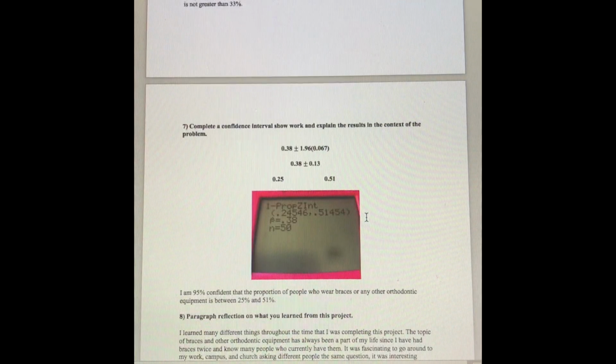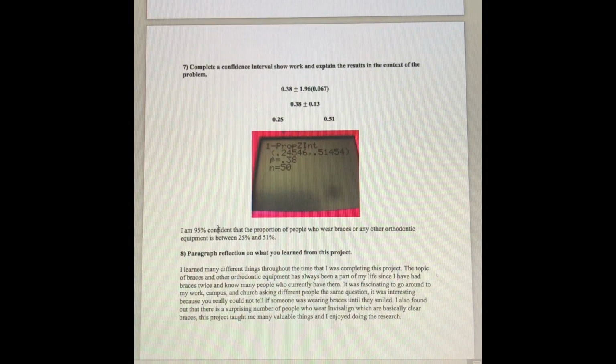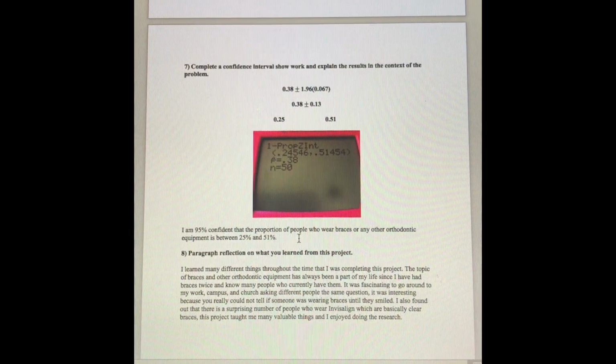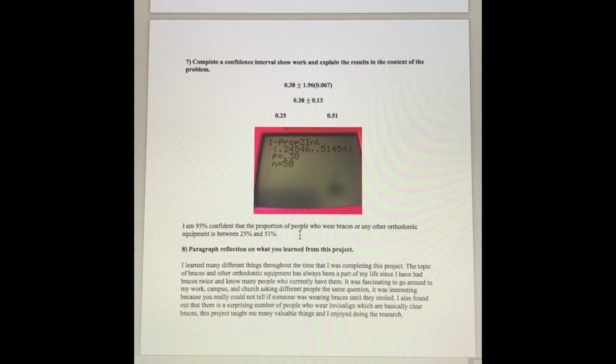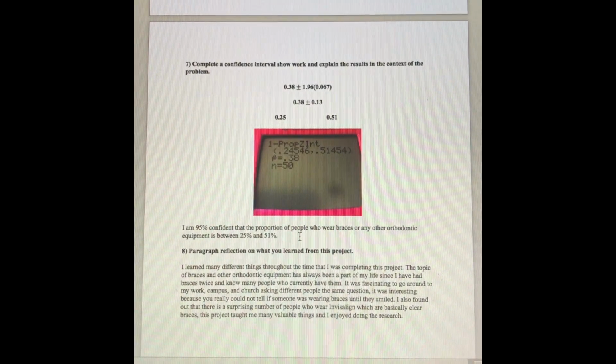Here for number 7, I took p plus or minus Z star times SE, and here are the verifications for those calculations, which told me that I am 95% confident that the proportion of people who wear braces or any other orthodontic equipment is between 25 and 51%.